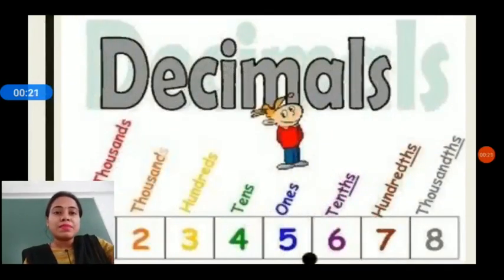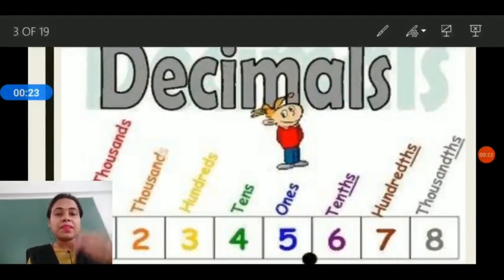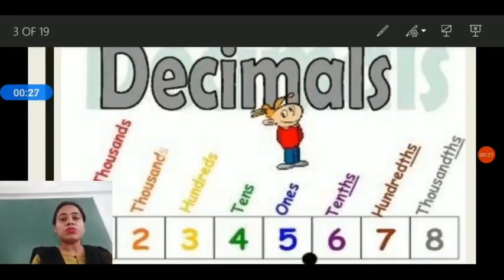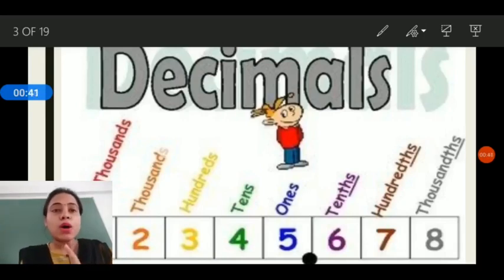So what is a decimal? We already learned about whole numbers, meaning 1, 2, 3, 4, these are all natural numbers or whole numbers. And today we are going to learn decimal numbers. In a decimal number there are two parts. One is the whole part and the other one is the decimal part.